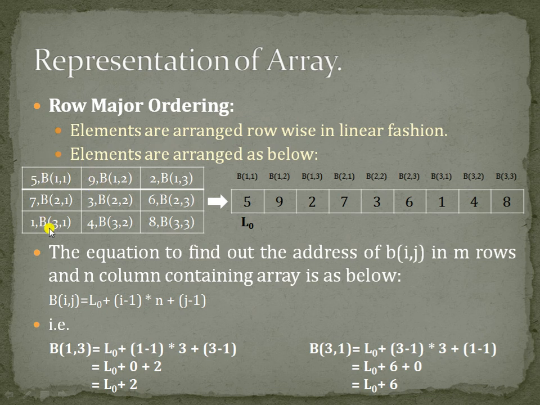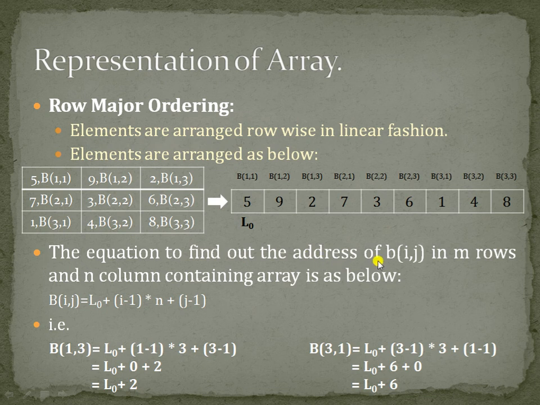If I store this memory in row major ordering, then it can be stored like this. All the elements of the array are stored row wise. So as you can see, the first row has 5, 9 and 2. The second row has 7, 3 and 6. The third row has 1, 4 and 8.